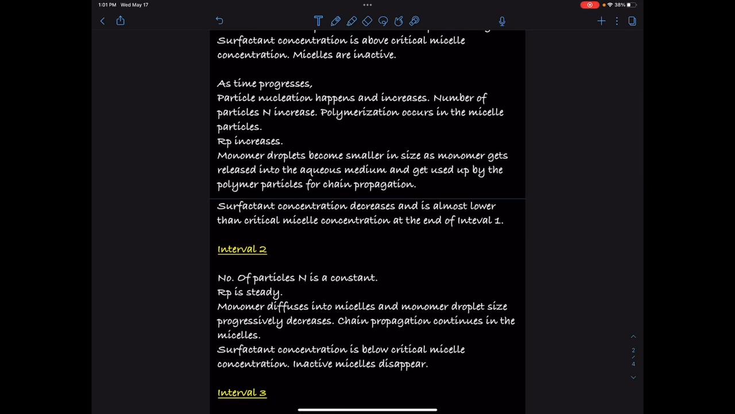Coming to interval 2, we see that the number of particles is a constant. The rate of polymerization is steady. Monomer diffuses into micelles, and the monomer droplets' size progressively decreases. Chain propagation continues in the micelles, and the surfactant concentration is now below the critical micelle concentration, so the inactive micelles disappear.